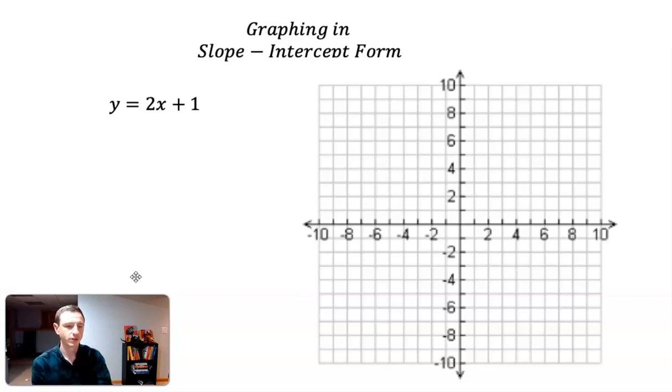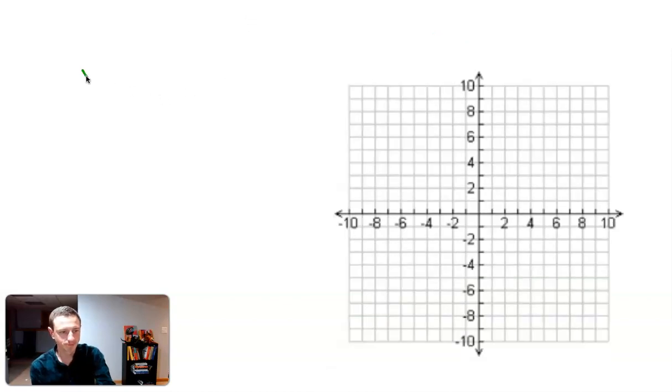Today I'm going to be looking at graphing in slope-intercept form. Slope-intercept form is the form of y equals mx plus b. In this video we're going to take a look at a couple different examples of what we would do in different scenarios that could pop up when we are graphing in the form of y equals mx plus b.